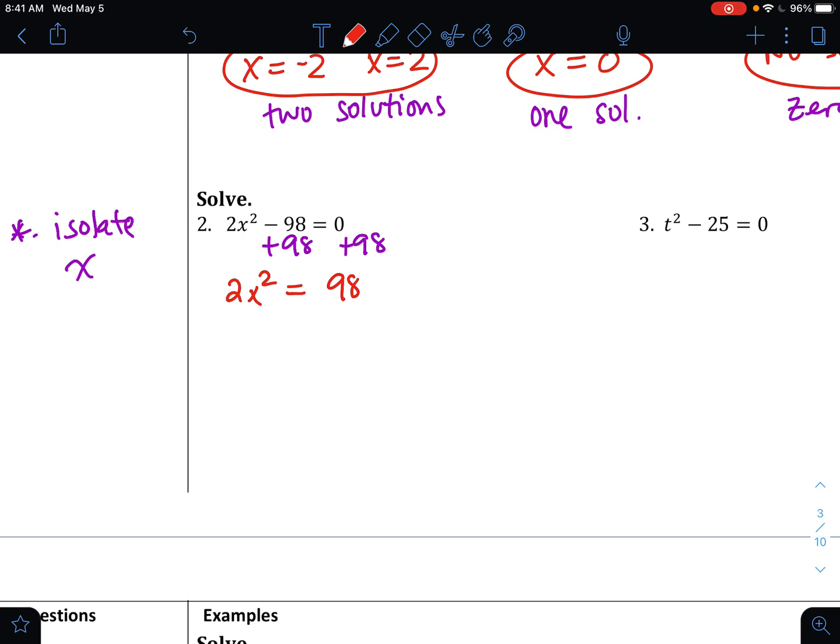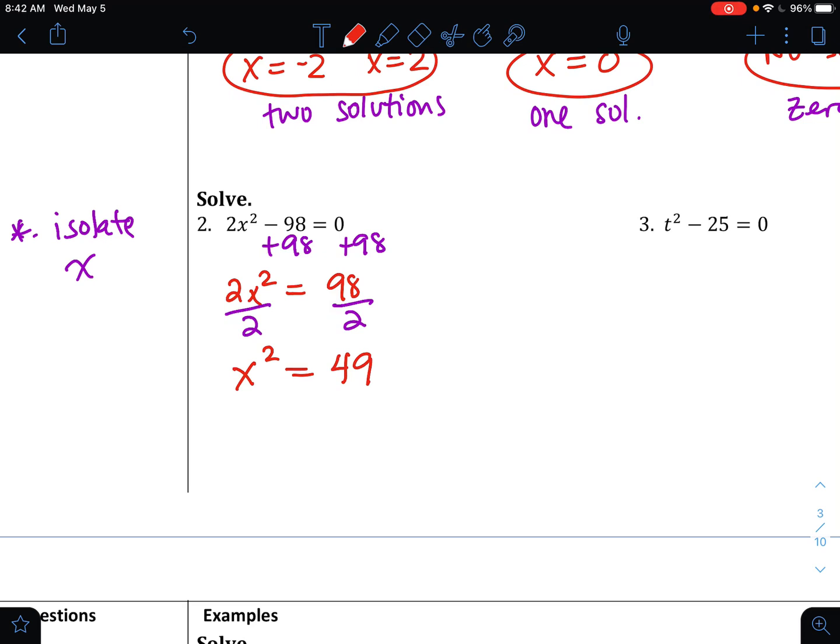Now, x squared is not isolated yet, all right? I need to get rid of the 2 in front. Since it's being multiplied, I need to do the opposite. So I'm going to divide by 2. Now I have x squared equals 49. If you think about this, you're looking for a number that when you take it to the second power, it equals 49. That number would be 7 because 7 times 7 is 49.